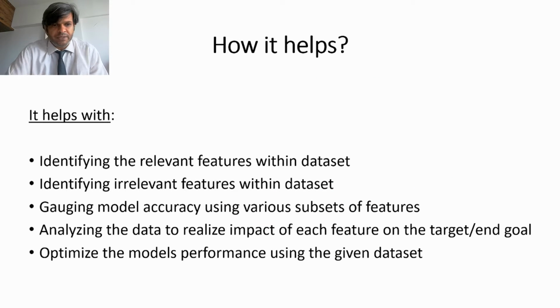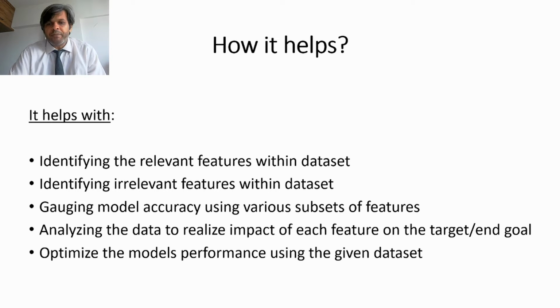Now, how does this help? This exercise of feature engineering helps us identify the relevant features within the dataset. It also helps us identify the irrelevant features within the dataset. It helps us gauge the model accuracy using various subsets of features. It helps us analyze the data and realize the impact of each feature on the target end goal. This is the most crucial one: it helps us realize which feature has the impact on the end goal which we are trying to achieve.